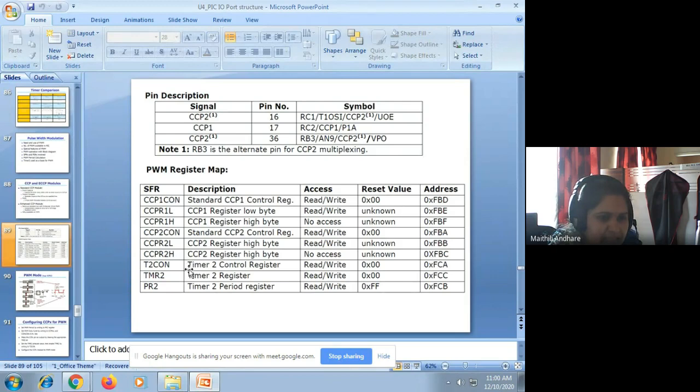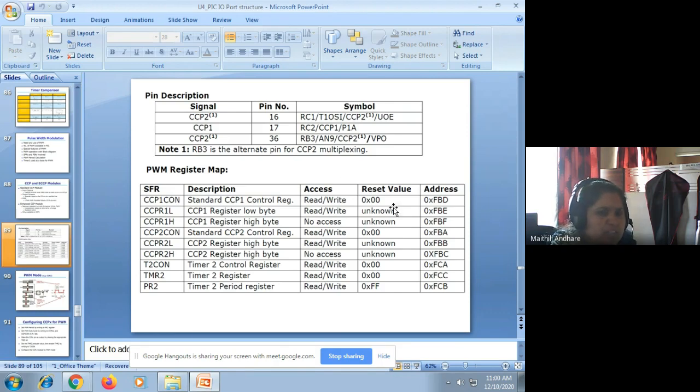And as timer 2 is the basic timer for the PWM, that's why we should study the T2CON register, that is the timer 2 control register. TMR2 register, because it is a timer register, and only one register because it is 8-bit. If a 16-bit timer is there, then TMR2L and TMR2H registers would be available. But as timer 2 is an 8-bit timer, only one register is available, TMR2. And the PR2 register, that is the period register. So these are the three registers associated with timer 2.